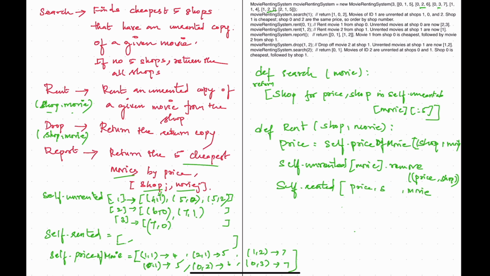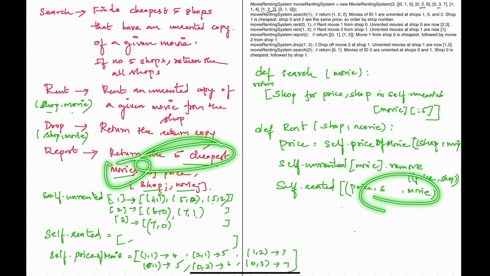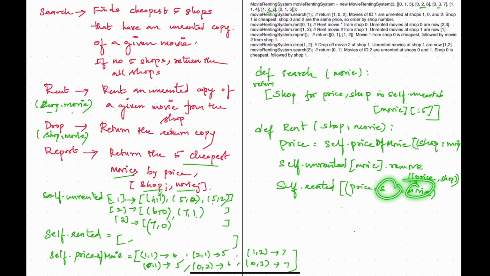Then in the rented list you will put price, shop, then movie. Why are we putting price first? Because we want the 5 cheapest movies. Based on the price we will be sorting, and shop and movie we will be returning when we are calling that. Okay, this is how rent works.